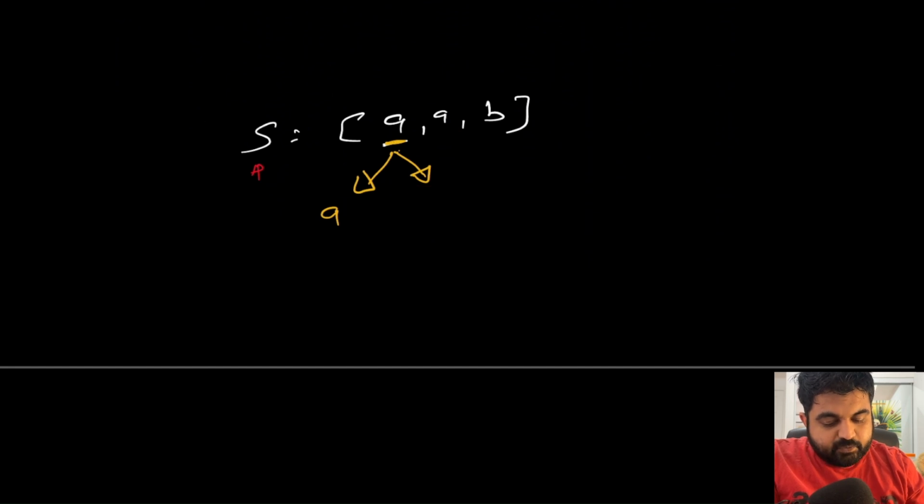Now, if we decide to create a partition based on A, then once again, we have the option to move forward with a single A or the next element. So let's say that once again, we decide to move in with a single A and create another partition, this is the first partition and this is the second partition.